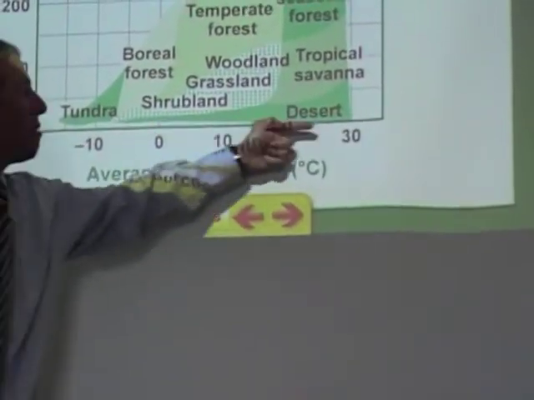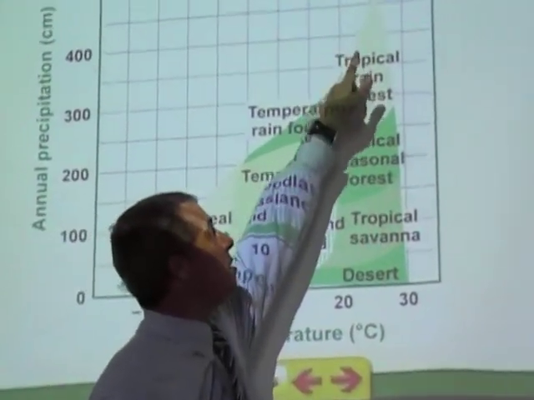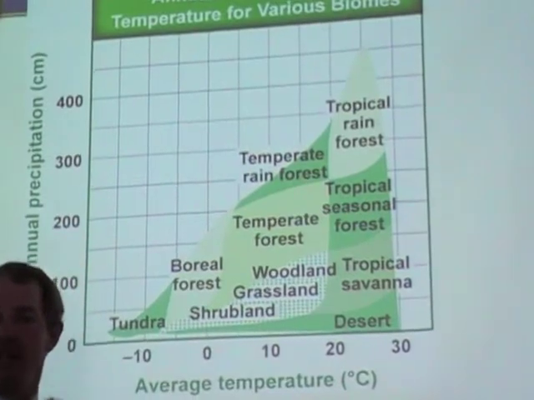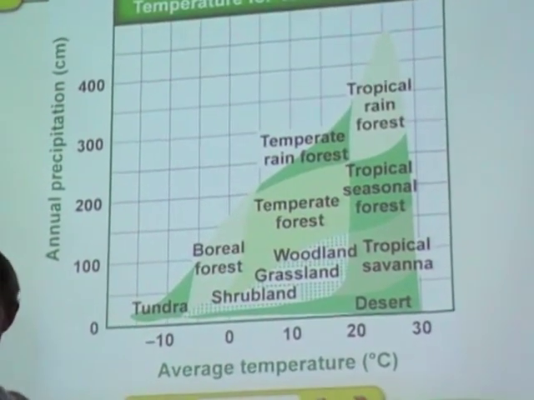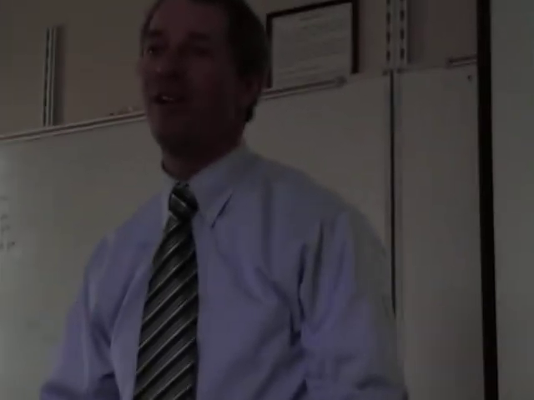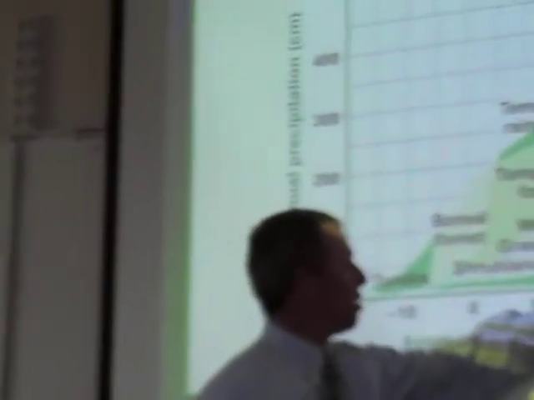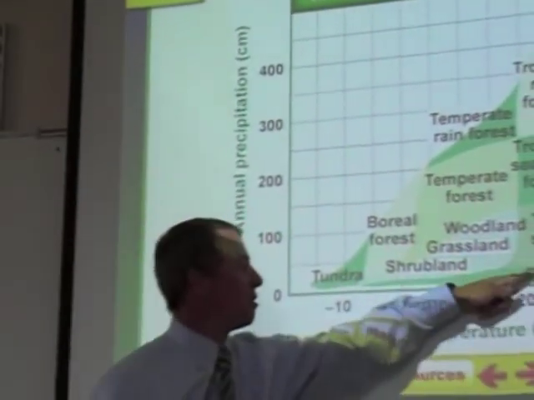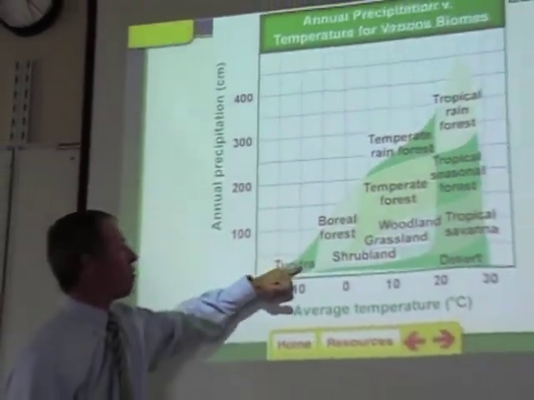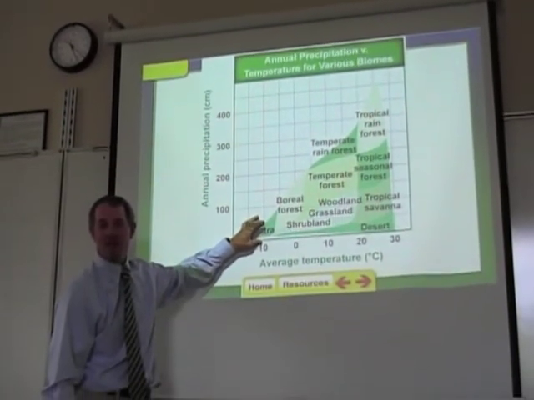If we have high temperature and high rainfall, we get tropical rainforests in those areas. What do you think you have if you have high temperature and low rainfall? That's a desert. High temperature, low rainfall. Desert. What about low temperature, low rainfall? Tundra. Have you ever heard of that? The frozen tundra? Yes.